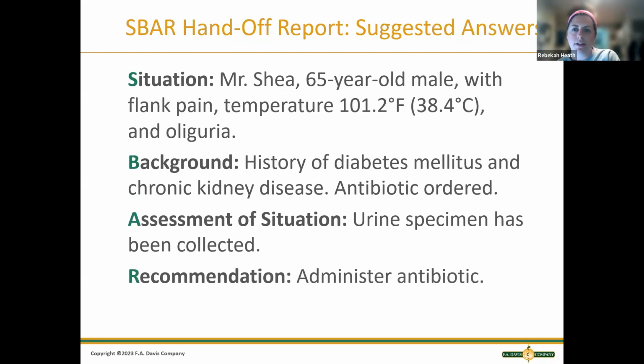All right, and here's the suggested answers. Our situation would be, we have Mr. Shea, 65-year-old male with flank pain, running a little bit of a fever with oliguria, history of diabetes and chronic kidney disease. Antibiotics were ordered. The urine specimen's already been collected, and I'm going to recommend starting our antibiotics.